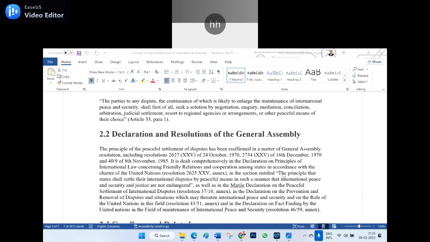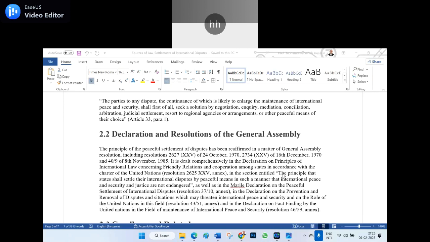The principle is that states shall settle their international disputes by peaceful means in such a manner that international peace and security and justice are not endangered. So, for the member states, the principle is that the state should settle their international disputes in such a manner that international peace and security and justice are not endangered.